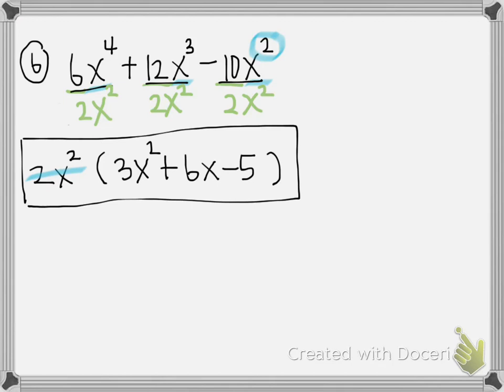If you multiply this out, 2 times 3 gives you a 6. X squared times x squared gives you an x to the 4th. 2 times 6 gives you 12. X squared times x gives you x cubed. And 2 times negative 5 is a negative 10x squared.